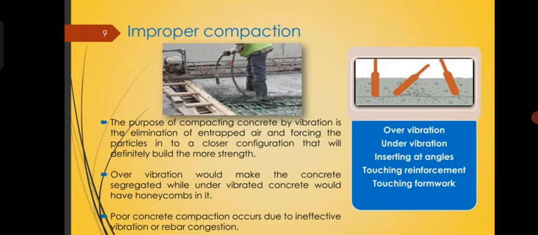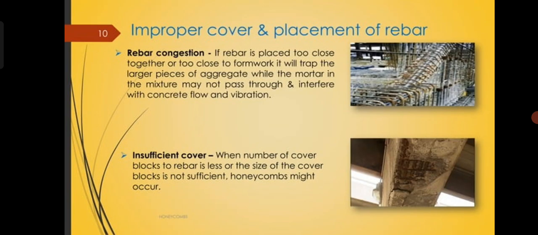And improper compaction. The purpose of compacting concrete by vibration is the elimination of entrapped air and the forcing of the particles into a closer configuration that will build more strength. Over vibrating would make the concrete segregated, while under vibrated concrete would have honeycombs in it. Poor concrete compaction occurs due to ineffectiveness of vibration or rebar congestion, whereas improper covering and placement of rebar.